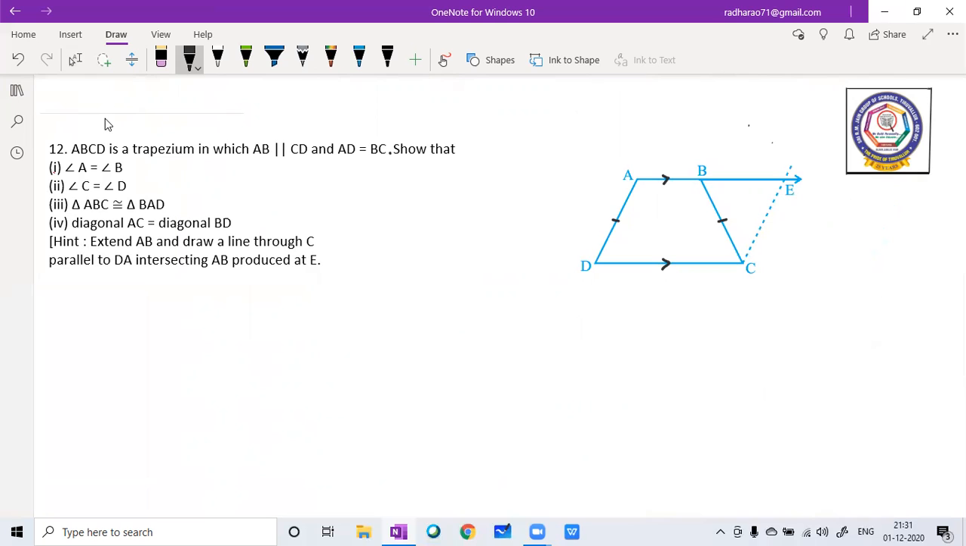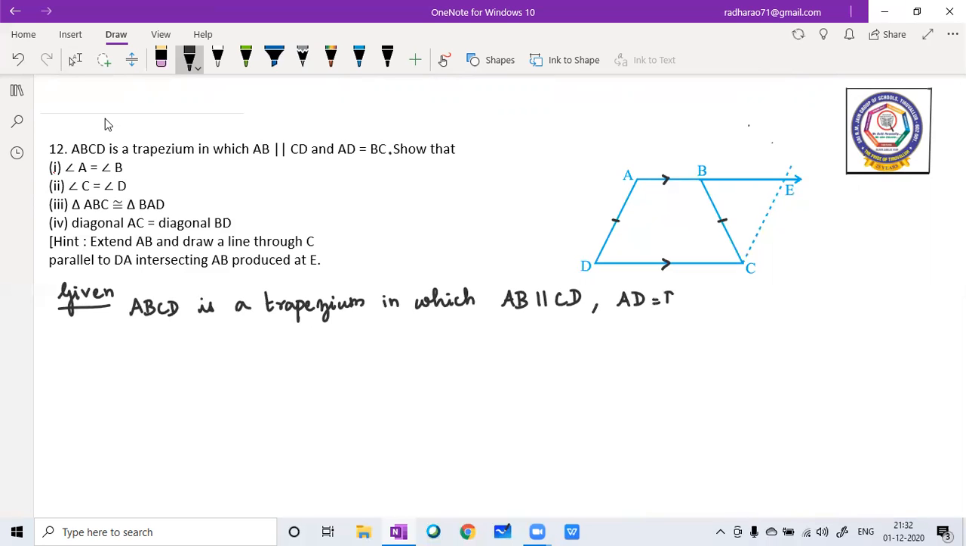You know, in a trapezium, one set of opposite sides will always be parallel, and if the non-parallel sides are equal, then it becomes an isosceles trapezium. So ABCD is an isosceles trapezium. So we have to prove so many things. So let us see how it should be proved. The first one, what is given? ABCD is a trapezium in which AB is parallel to CD, sorry, ABCD is a trapezium in which AB and CD are parallel and AD is equal to BC. This is given. And what are we supposed to prove?